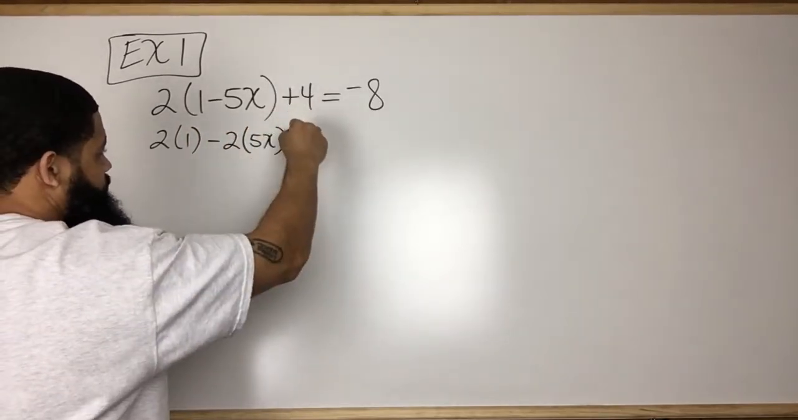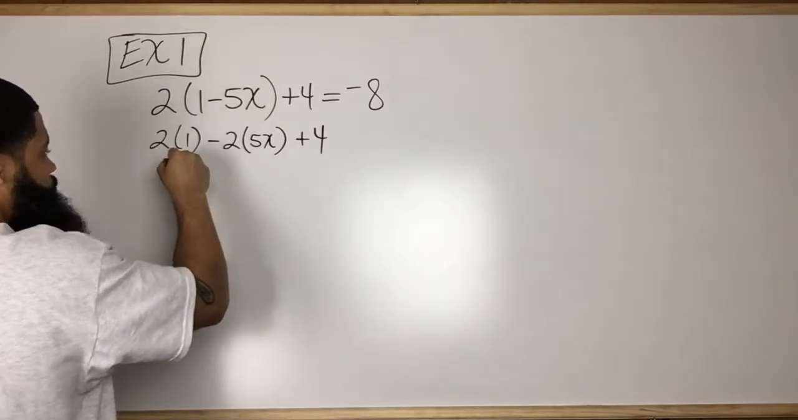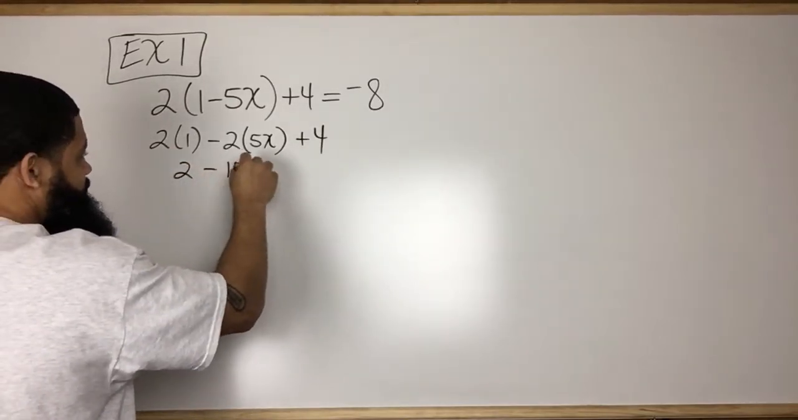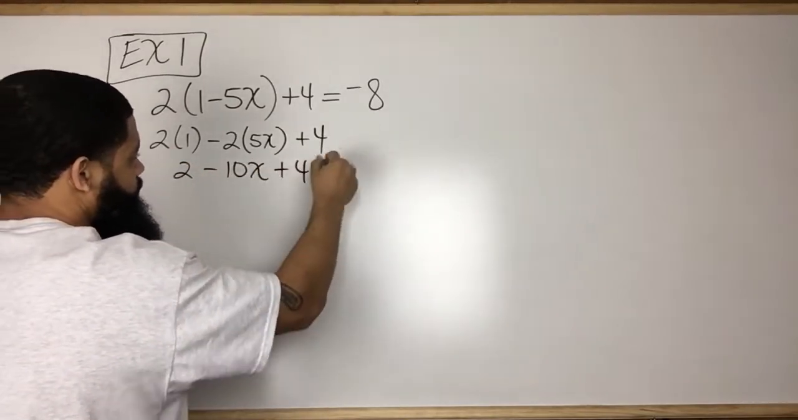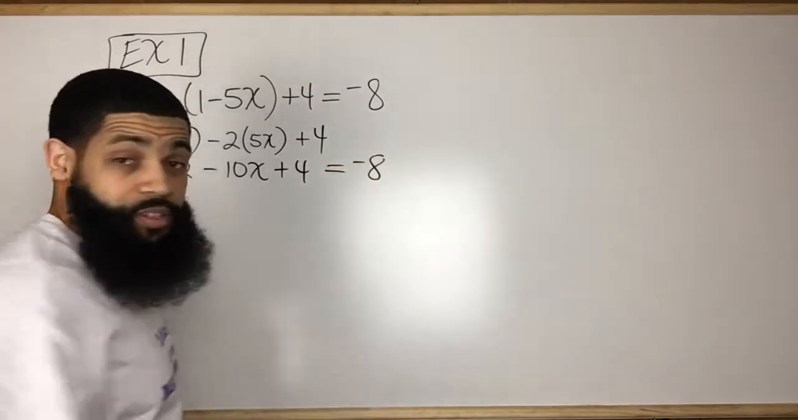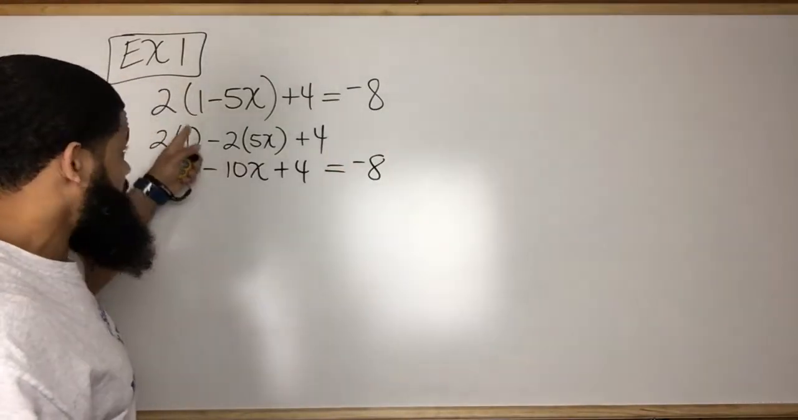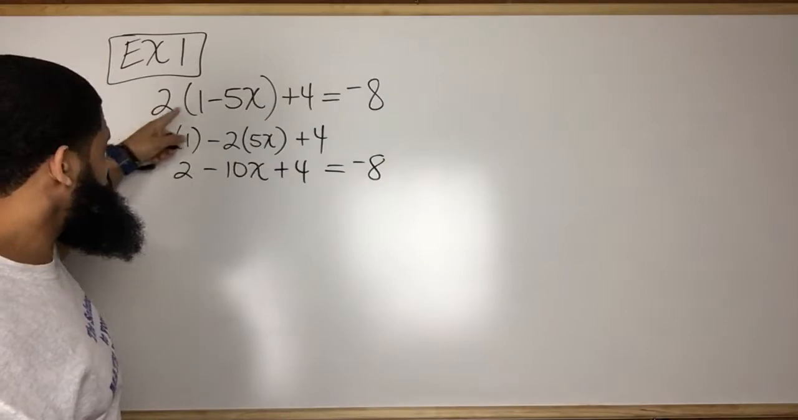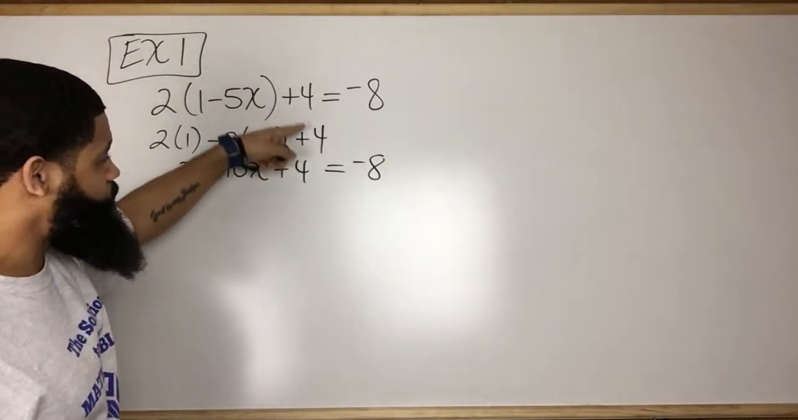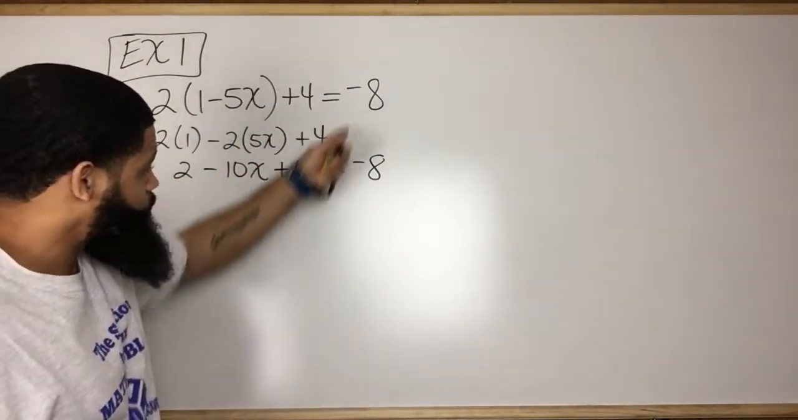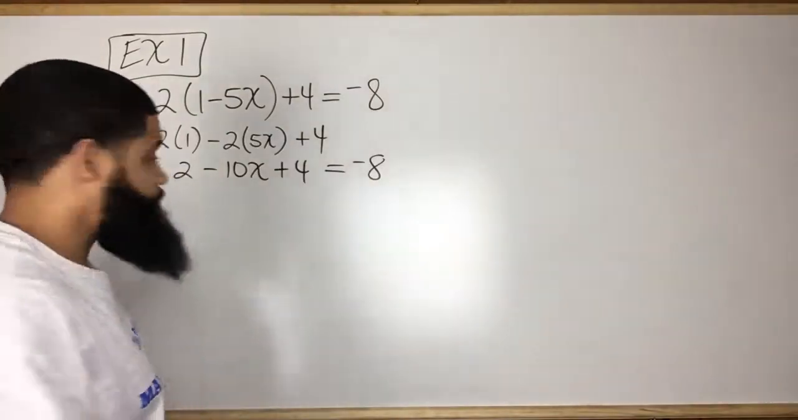And then we're just going to bring down the plus 4. 2 times 1 is 2 minus 10x plus 4. And then equals negative 8. All right, so the only thing that changed was I distributed the 2 to this 1 minus 5x. I brought the plus 4 down. I brought down the equals negative 8.